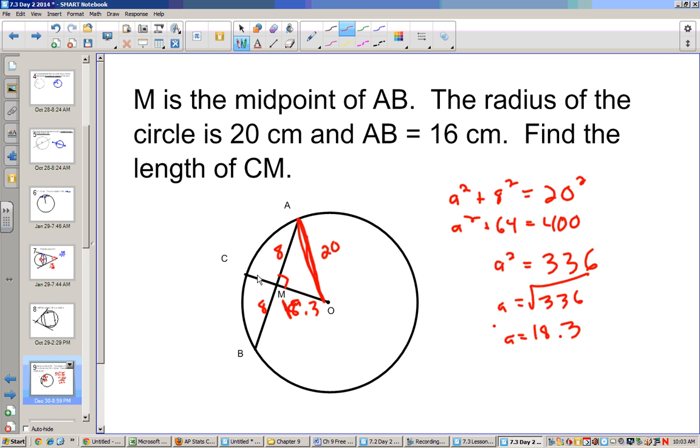Now we know the whole distance from O to C, since that's a radius, is going to be 20. So 20 minus 18.3 is going to be 1.7. So CM is equal to 1.7 centimeters.